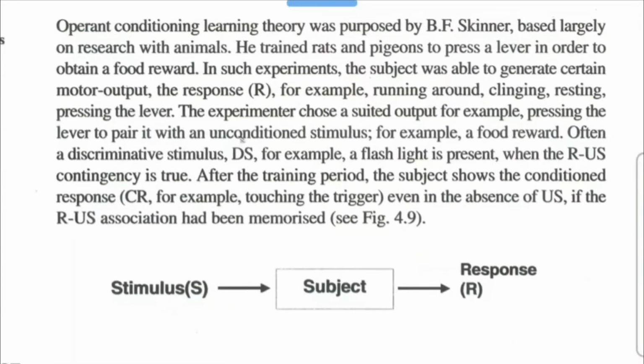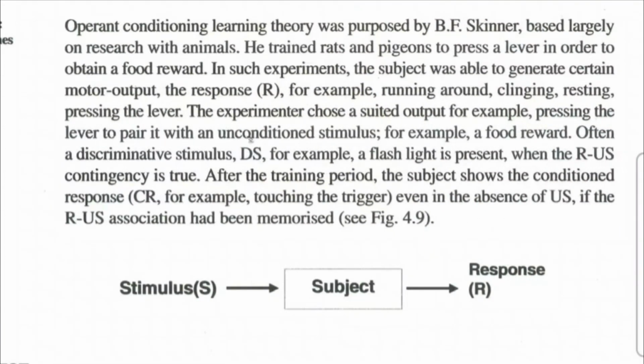The operant conditioning learning theory was proposed by B.F. Skinner, based largely on research with animals. He trained rats and pigeons to press a lever in order to obtain a food reward. In such experiments, the subject was able to generate certain motor outputs, the response, R, for example, running around, climbing, resting, or pressing the lever.